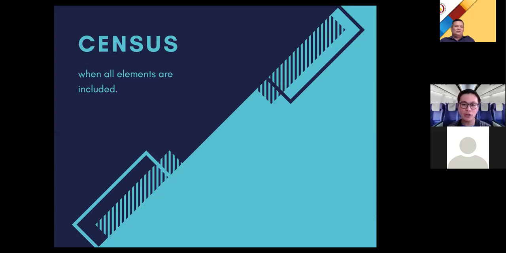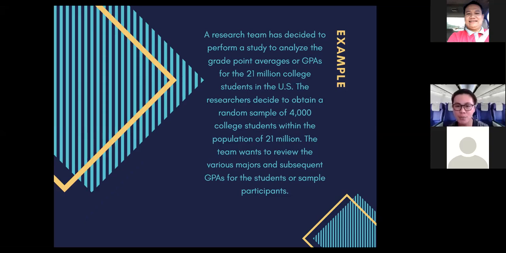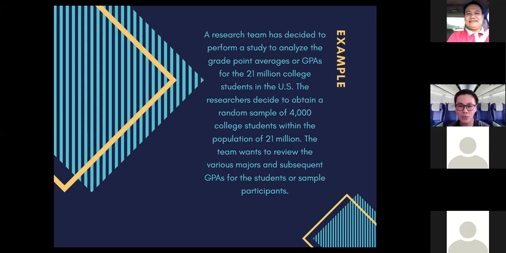And if we're going to talk also about the census, that is when all elements are included. So all the elements, all the populations, are involved in the study, and that is called a census. Right? So here's an example based on what I found in further research: our research team has decided to perform a study to analyze the grade point averages, or GPAs, for the 21 million college students in the US.